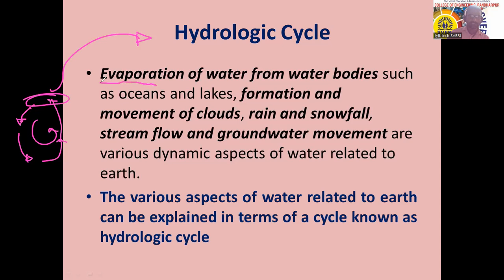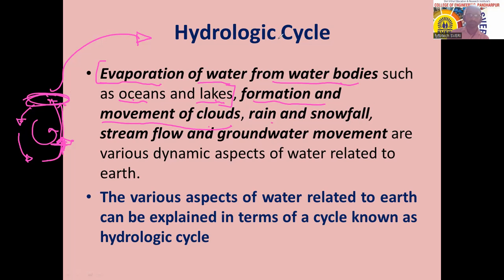See, evaporation of water from the water bodies such as oceans and lakes. Only this part, what do we call it? Evaporation. That is evaporation of the water from the water bodies such as ocean, lakes. Formation and movement of clouds. So from the earth surface, water is evaporated. When it is evaporated, clouds are formed. Formation and movement of the clouds.